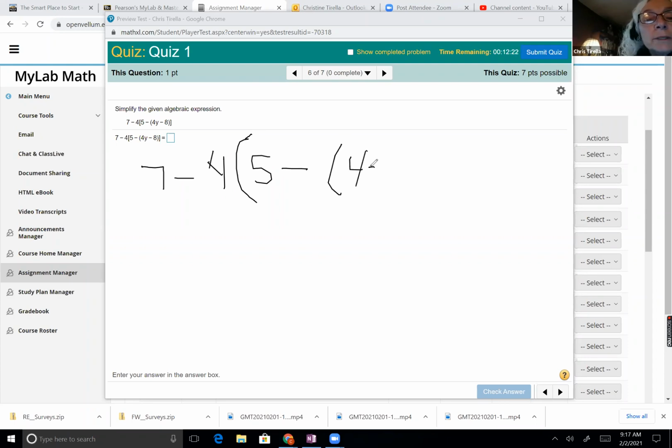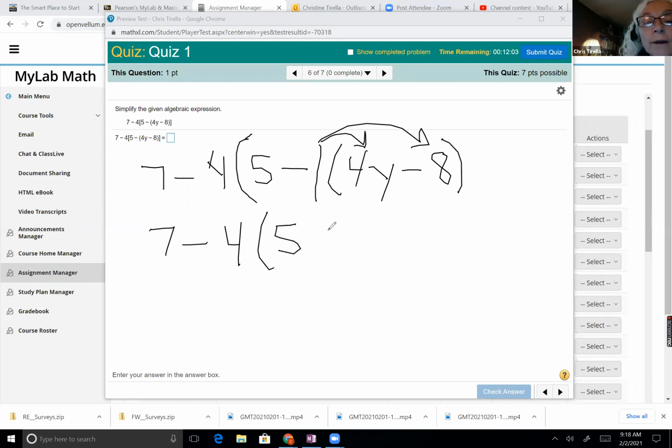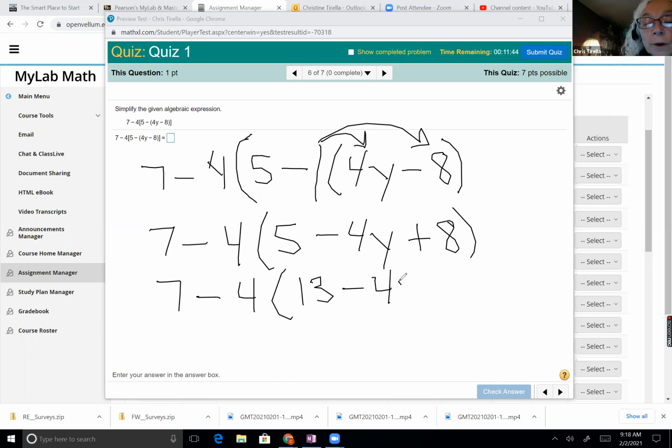Another careless mistake that I saw was some people distributed the negative sign only to the first term. We have to distribute that to everything in the parentheses. And this then becomes 7 minus 4 times, and then we'd have 5 minus 4y plus 8. Then simplify what's in the parentheses. 5 plus 8 is 13. So that's 7 minus 4 times 13 minus 4y.